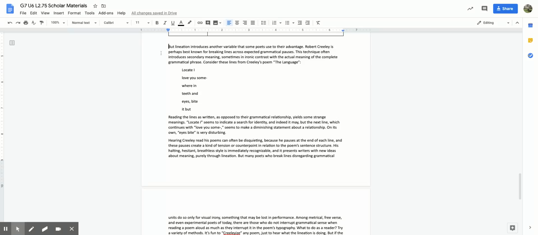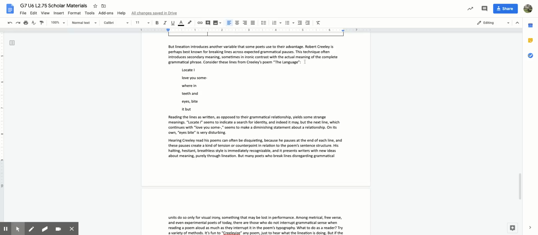Picking up where we left off. But lineation introduces another variable that some poets use to their advantage. Robert Creeley is perhaps best known for breaking lines across expected grammatical pauses. This technique often introduces secondary meaning, sometimes in ironic contrast with the actual meaning of the complete grammatical phrase.